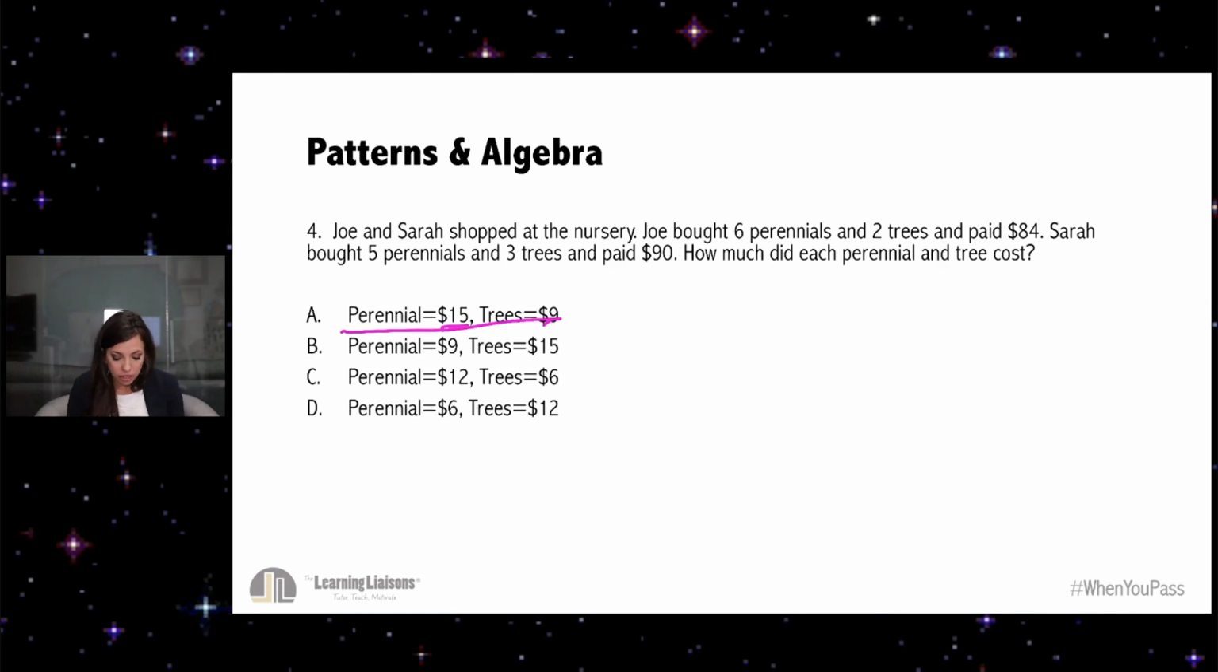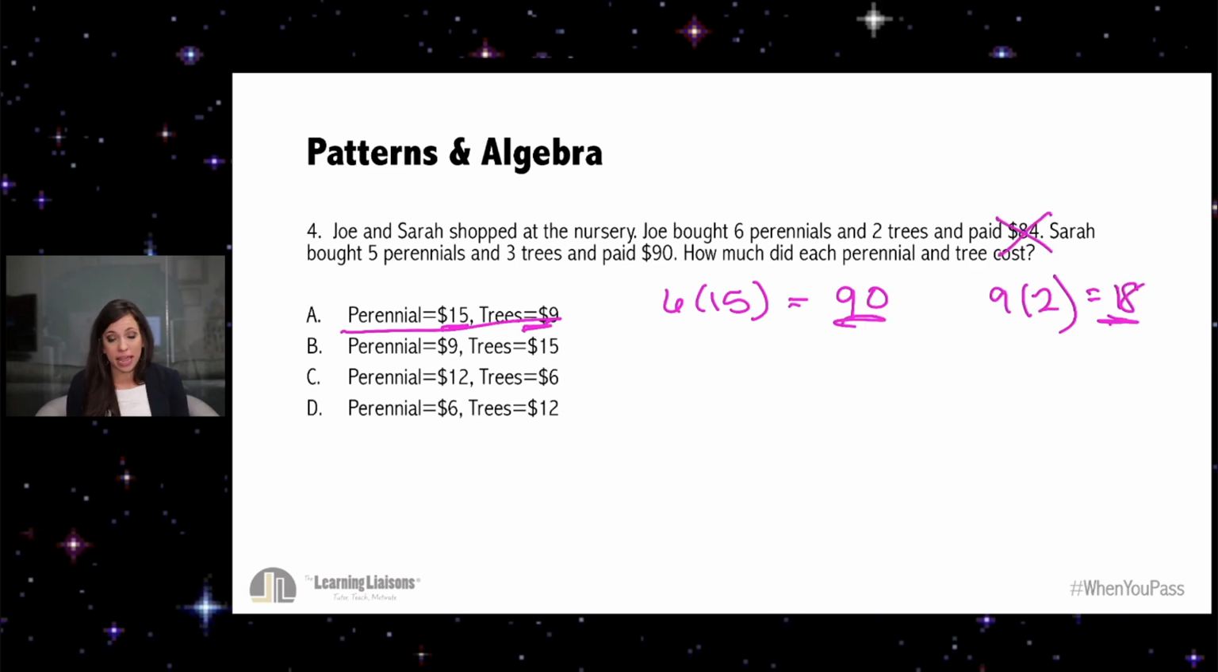So perennials are $15. Joe bought 6 of them. 6 times 15 is 90. Trees are $9. 9 times 2, because he bought 2 trees, is $18. 90 plus 18 is not going to be 84. So I know that that's not going to be my answer. Letter B. Let's solve that one.